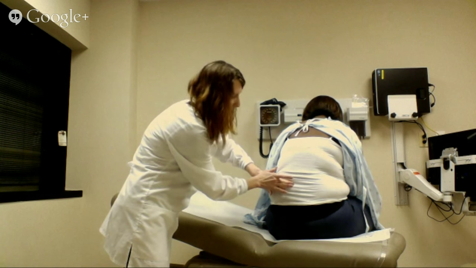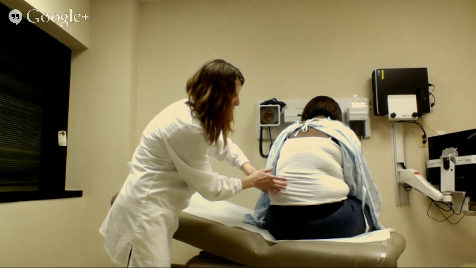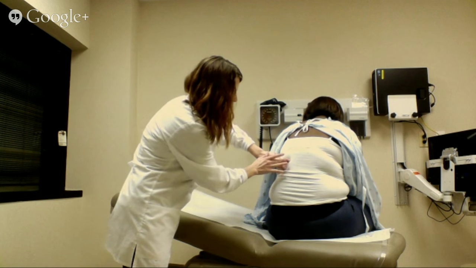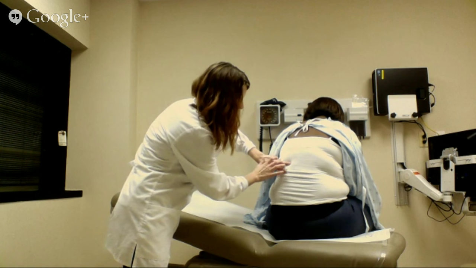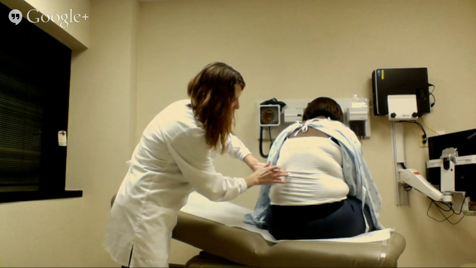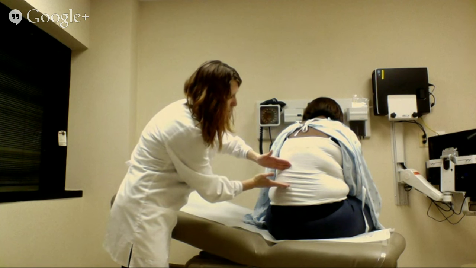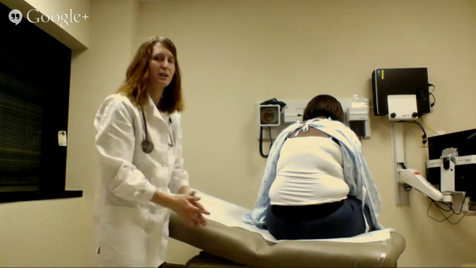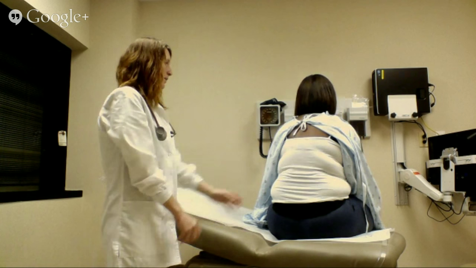Good. And then I would mark this with a piece of tape or a pen. And I'll start from the top and again percuss down until I hear that sound change again and mark that. And that normal finding should be 3 to 5 centimeters, which it is.